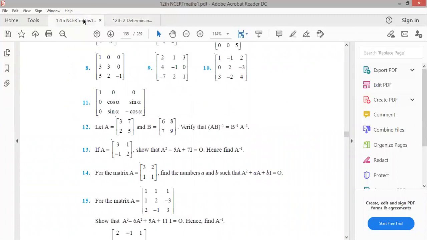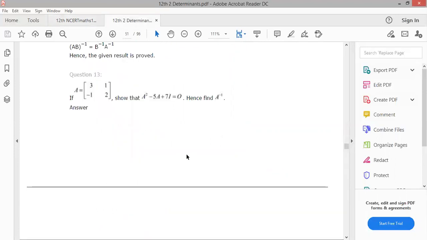Another set of questions given in this exercise is based on equations. We are given a matrix, we are given an equation. We have to first of all show that this matrix satisfies this equation. After that, we have to find A inverse, but we have to find A inverse from this very equation. How can we? We will check it out here. So we are given this matrix. We have to prove that A square minus 5A plus 7I is equal to the 0 matrix.